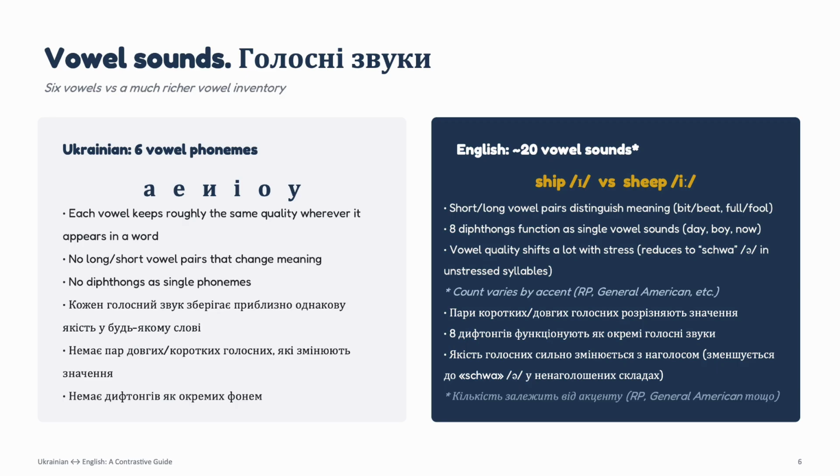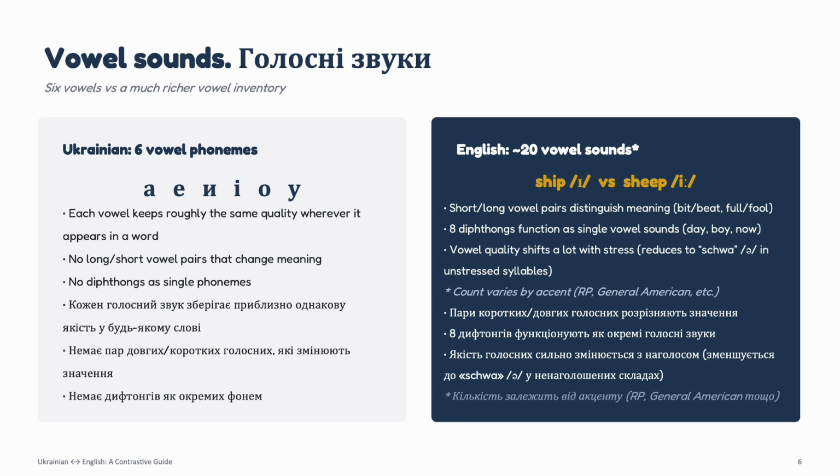English, depending on the accent, has around 20 vowel sounds, short and long pairs that change meaning. Like these words which are written here, ship and sheep, which for me is still quite difficult to pronounce correctly when we have this close syllable with letter I, and then when we have long sound E. Just because in Ukrainian we don't have this difference between long and short vowels.